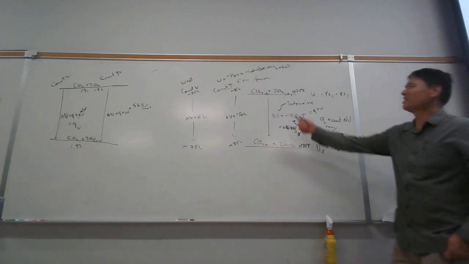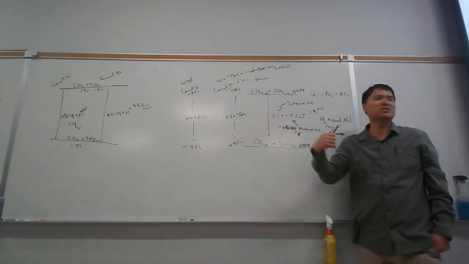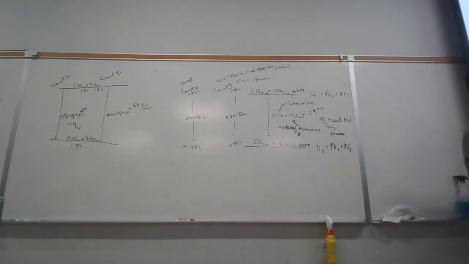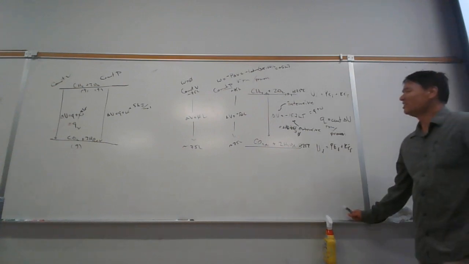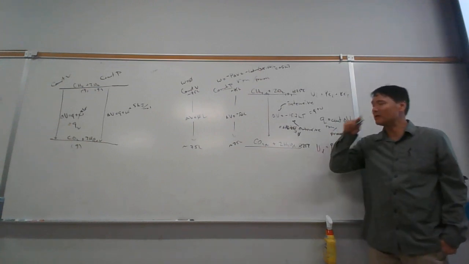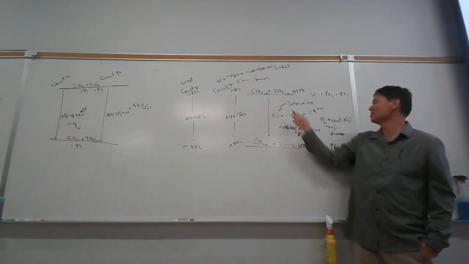Now, if we're going to burn methane, what do you think is going to be easier? Burning it in the coffee cup calorimeter, which is a constant pressure calorimeter, or burning it in the constant volume calorimeter, which we call the bomb calorimeter? What do you think is going to be easier to burn the methane in? In the bomb. And so what I need to do is figure out how much energy, what is this potential energy change?